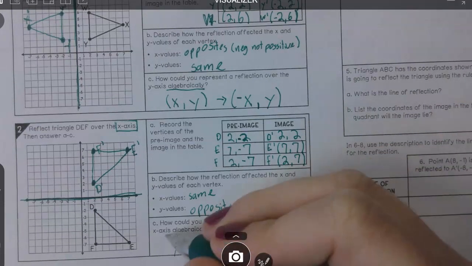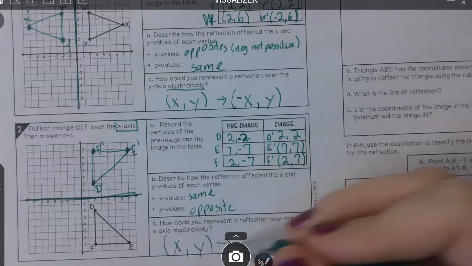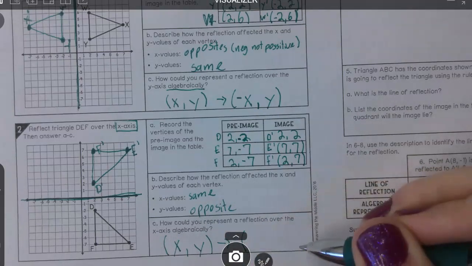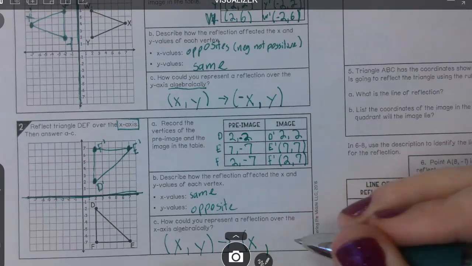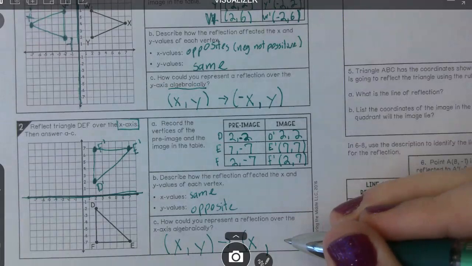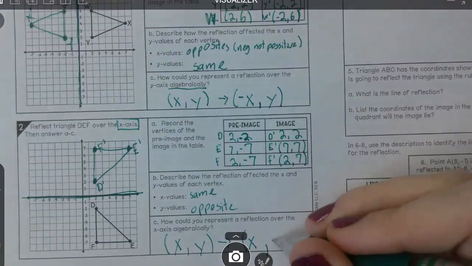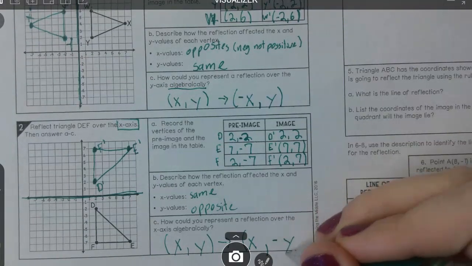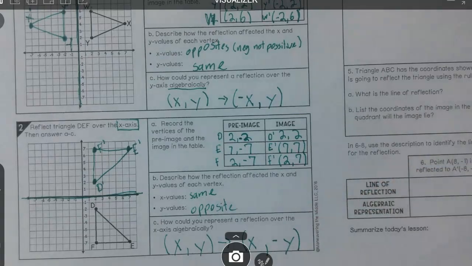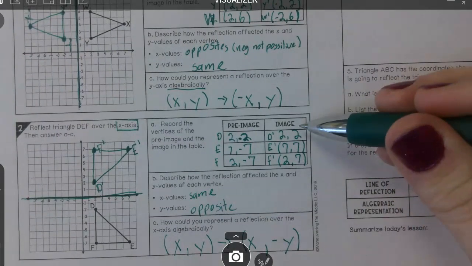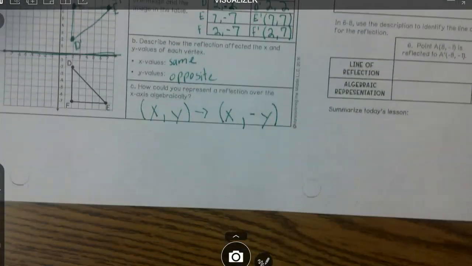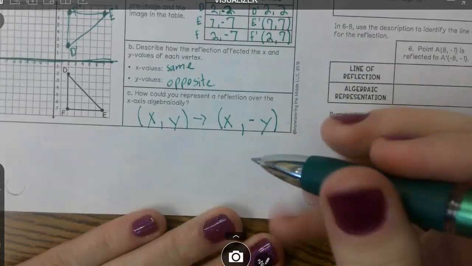So we're going to start with xy is going to go to, we said that the x values are the same, so we're going to leave x where it is. The y values are the opposite, and we show that by putting a negative number out in front of the y. Now you might be thinking, Miss Jones, that doesn't make any sense because these numbers are positive. So I'm going to demonstrate to you why opposites are always shown with a negative.